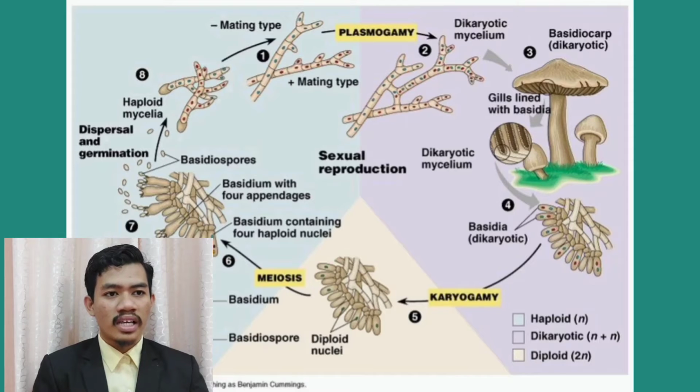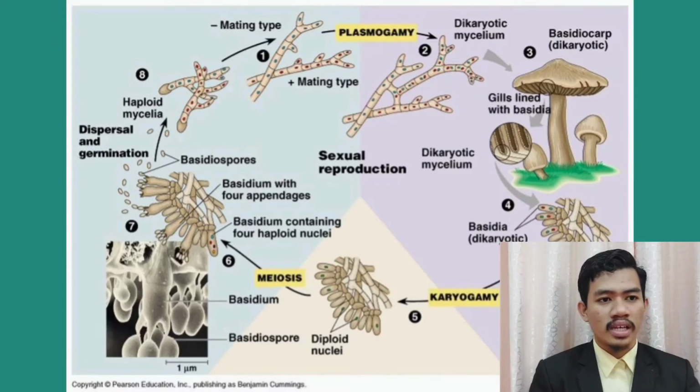Step 3. Dikaryotic mycelium will go on to form basidiocarps, in this case mushrooms, with the help of environmental cues such as rain and temperature. In step 4, the basidiocarp gills are lined with terminal dikaryotic cells called basidia. Step 5. Karyogamy in each basidium produces a diploid nucleus which then undergoes meiosis. Karyogamy refers to the fusion of two nuclei during fertilization.